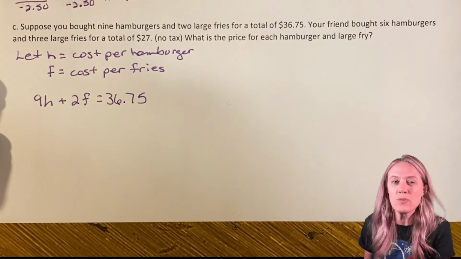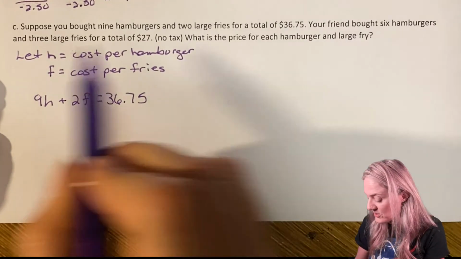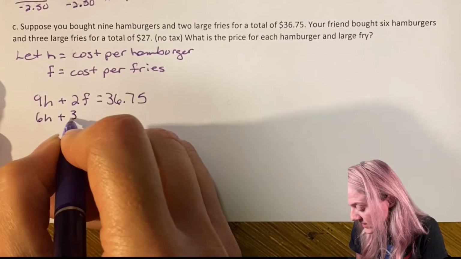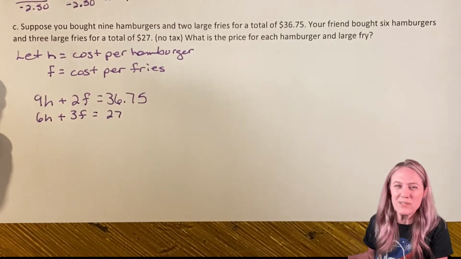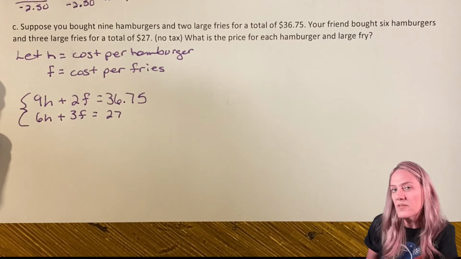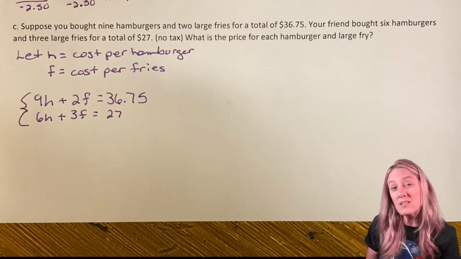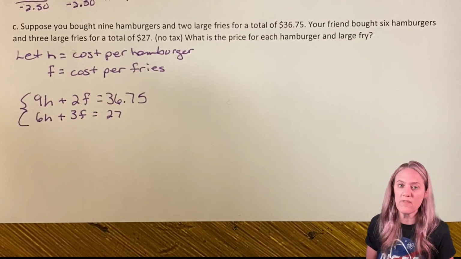The next one is going to be another order total. Your friend bought 6 hamburgers and 3 large fries. So 6 hamburgers, 6H plus 3F equals $27. Now we took out tax for this problem. What do you think about this one? I wouldn't solve it with substitution now. Now I would use elimination, but it looks like we're going to have to multiply both equations by something to eliminate one of our variables.